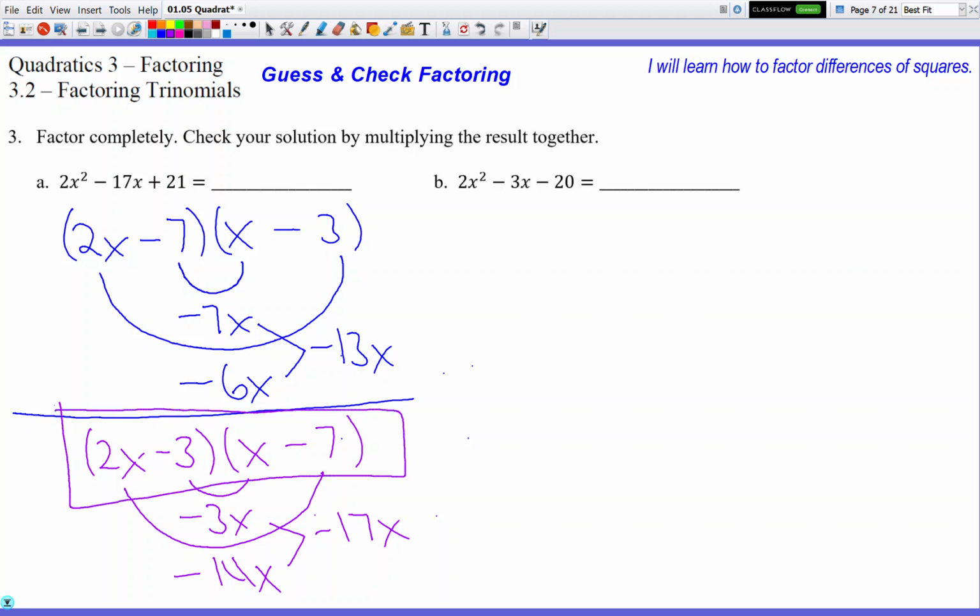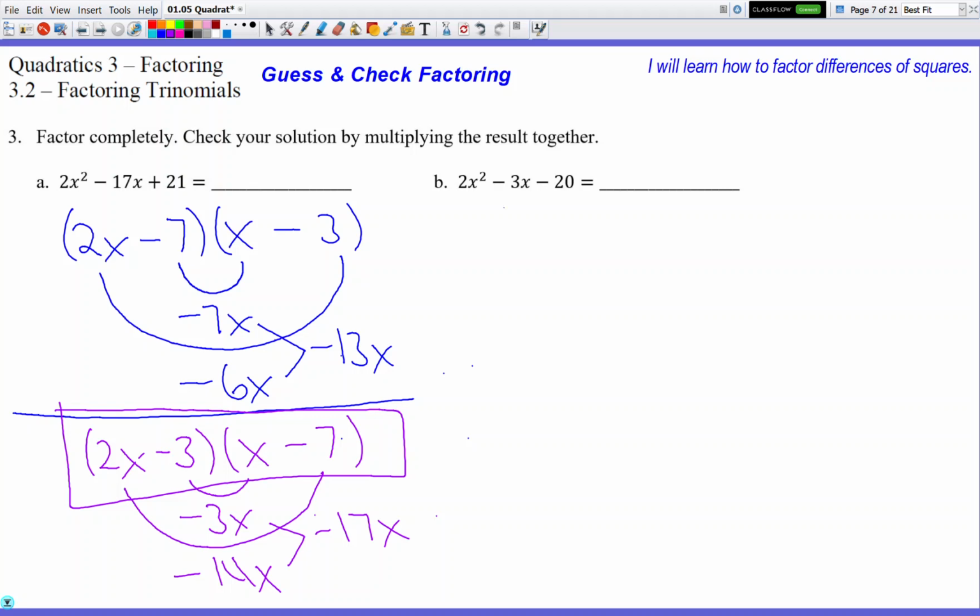Okay, so that's why I call it guess and check. We tried our first option, it didn't work. We tried a second option, we checked our answer, it worked. Okay, so that's why I call this guess and check. You're not going to usually find the right response on the first try. Okay, so let's try another problem.